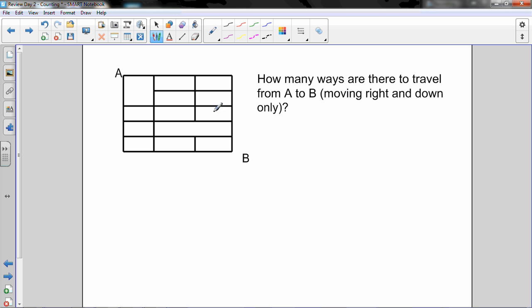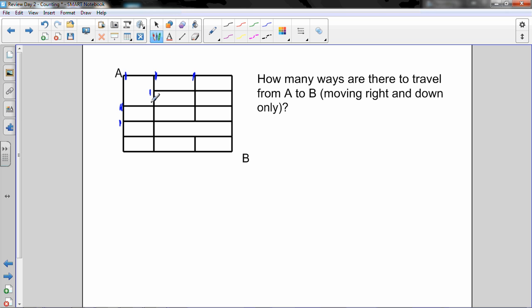This idea: how many ways are there to travel from A to B, moving right and down? Well, this is a Pascal's triangle type question where you start there, no choice. How many ways to get to the next intersection? Well, there's one way to get there, and I'm going one intersection at a time. How many ways are there to get to this intersection? Still only one, because I'd have to go right twice. This one, I'm not going to go up again, it says so, so there's only one way to get to this intersection, and I'm moving out as I go. How many ways to get to this intersection?